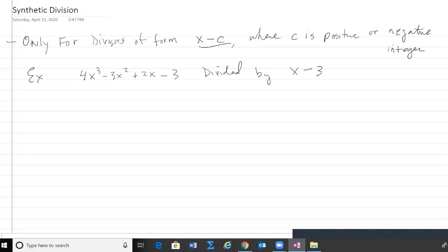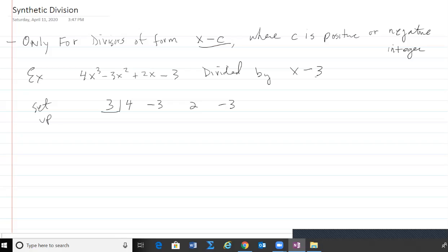Okay, so here's how we do it. The setup is important. We take only the coefficients in here. We have 4. Leave yourself a little room, a little space. 3, 2, and minus 3. And then next to it over here, I'm going to write a little corner, and I'll put that 3, this 3.